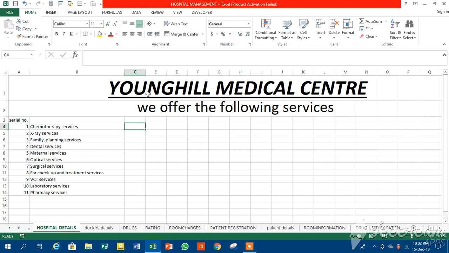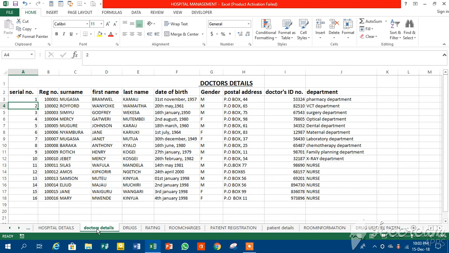Now, in this sheet, we have the title of our medical center and the services offered. That is from the chemotherapy services, the x-ray services, family planning services, dental services, maternal services, optical services, surgical services, ear checkup and treatment services, voluntary counseling and testing services, that is the VCT services, the laboratory services, and the pharmacy services. From there, we go to our second sheet, which is the sheet of doctors' details.